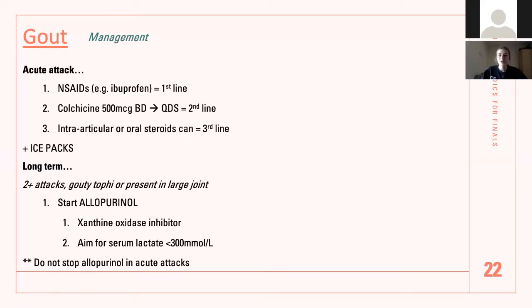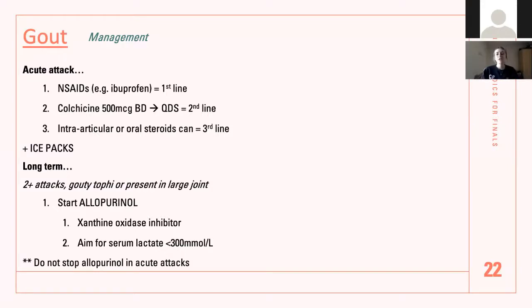Obviously also educate them on lifestyle changes, so weight loss, staying hydrated, minimising red meat in their diets, reducing alcohol consumption as well as a big one. So that's for an acute attack of gout. If a patient presents with more than 2 attacks of gout in 1 year, have gouty tophi, which are these like whitish sort of nodules on the joints, or gout is present in a large joint, so the knee, for example, you'd want to start these patients on allopurinol, which is a xanthine oxidase inhibitor.